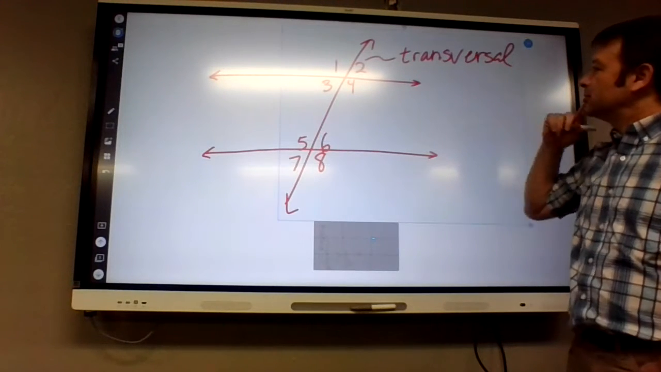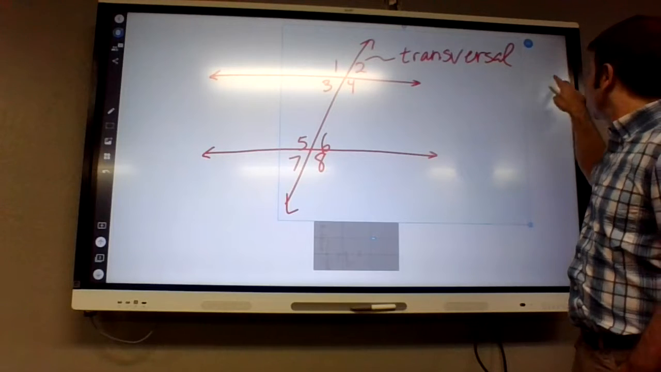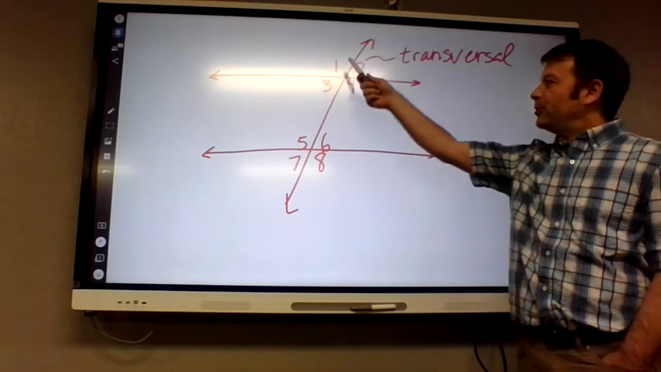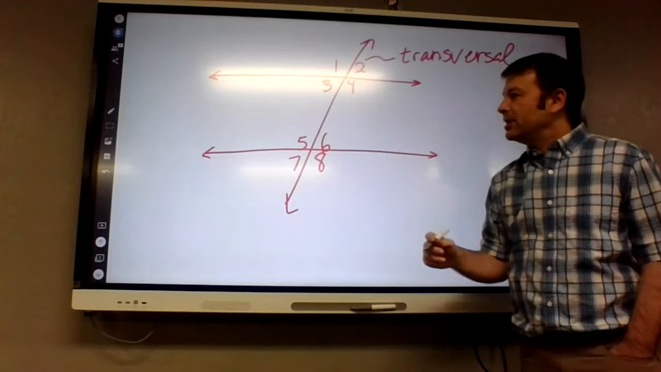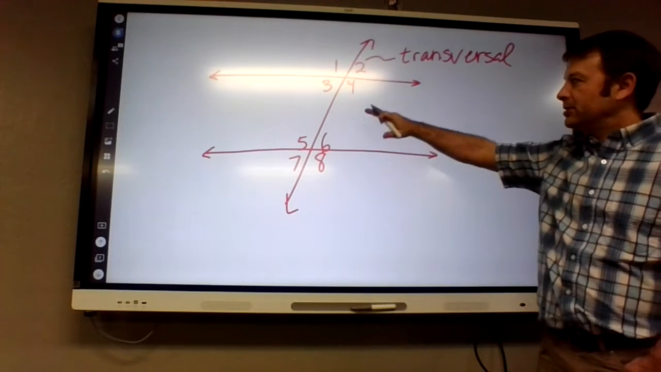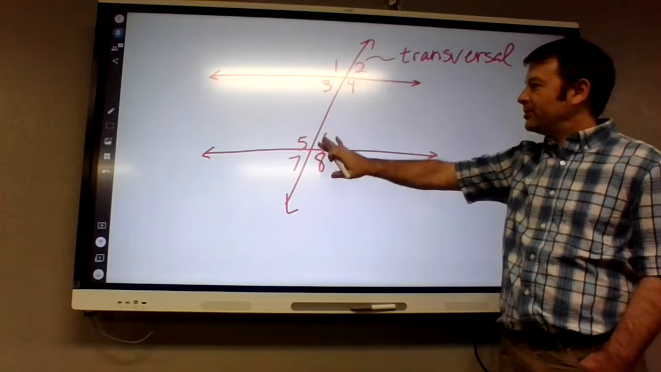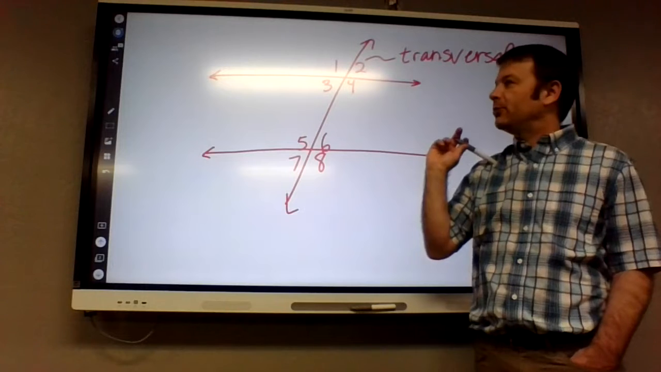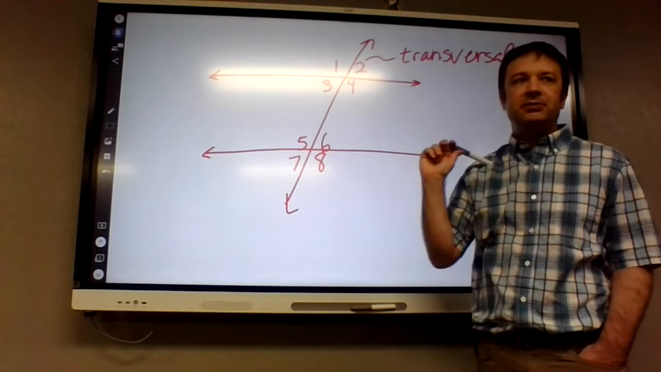Okay. Why is this happening? I don't know. There we go. 1 and 4 are vertical, 2 and 3 are vertical. Now, if these lines are parallel, guess what we know about some of these other angles? Which angles do you think are congruent?